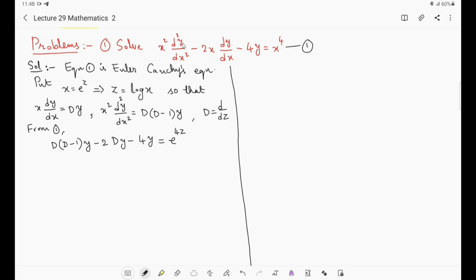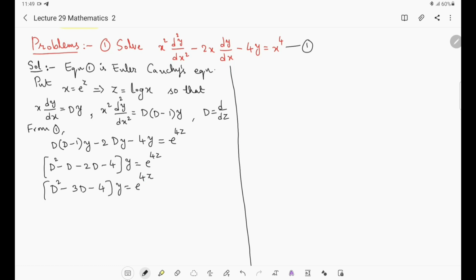You see that the dependent variable is y only, but the independent variable, instead of x, became z. So simplify this equation. D square minus D, minus 2D, minus 4, y I am writing outside, right? Then D square minus D minus 2D minus 4. Now simplify this: (D square minus 3D minus 4) into y equal to e power 4z.